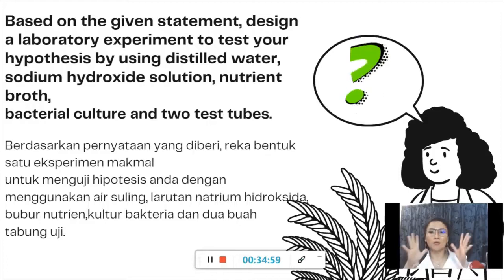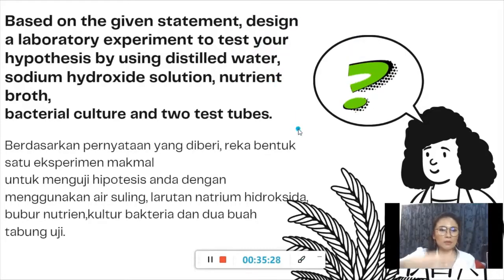But for hypothesis, you must have a specific direction. You must tell us at what pH value your bacteria, your microorganism, will grow well. Okay, at pH 7, the microorganism will grow well. So the hypothesis consists of 1 mark already.